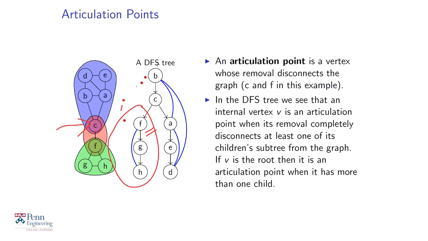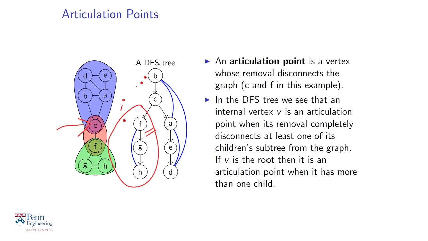Now this is the general rule for finding articulation points for points in the middle of the DFS tree. Basically, a vertex like C is an articulation point if it has a child like F, such that the entire subtree rooted at F does not have a back edge going above C. So that's the rule for finding articulation points in the middle of the DFS tree.